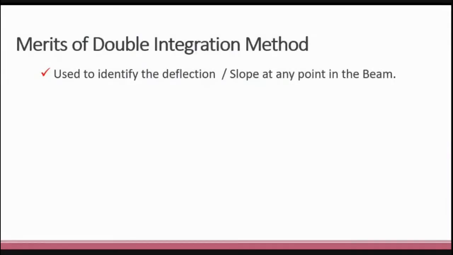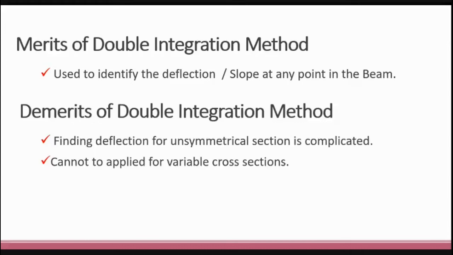Let's discuss the merits of the double integration method, because you have to know where to use it for a particular application. So what are the merits? With double integration, you can identify deflection or slope at any point in the beam, because everything is a mathematical relation. It is easy for us to identify at any point in a beam. So this is your merit.